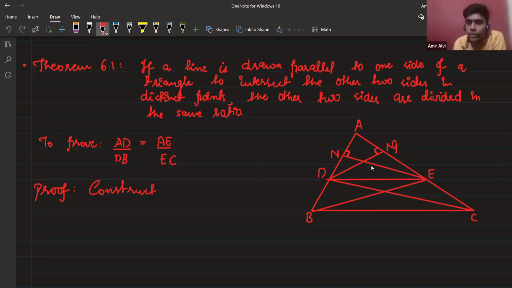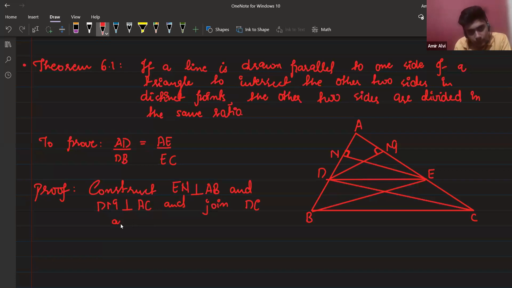What I've done is that I've constructed EN perpendicular to AD. Yes or no, Adil? Yes. EN perpendicular to AB and DM perpendicular to AC and join DC and BE. Yes or no, Adil? Yes. Okay, that's great. So Adil, let's come to the point.